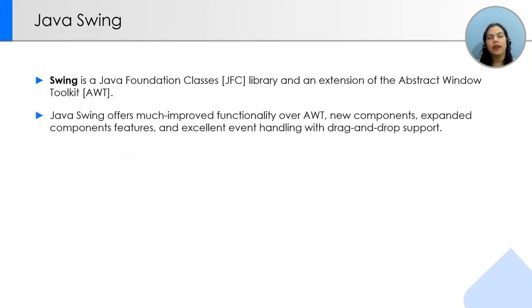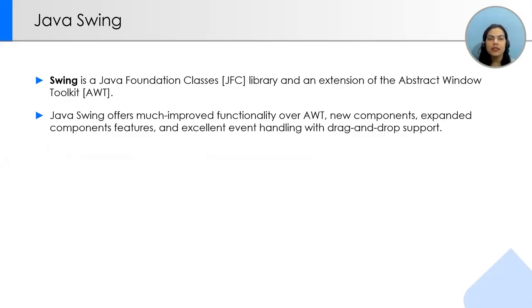As we know, whenever it comes to creating an application which is window based, or operating system based, and which will have a GUI, that is graphical user interface, we can use a particular API in Java known as AWT, that is Abstract Window Toolkit. Basically, Java Swing is a foundation class library and also an extension to AWT. Java Swing offers much improved functionality as compared to AWT.